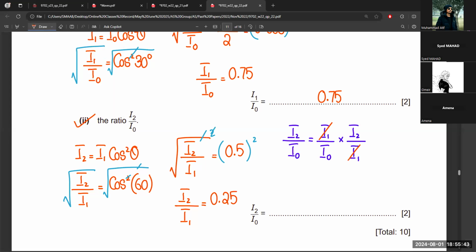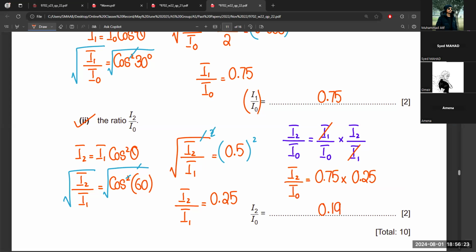So it means that I2 over I naught is the product of these two quantities. And the value for I1 over I naught is 0.75 multiplied by the value of I2 over I1, which is 0.25. So when we multiply these quantities, you will get your final answer 0.187, which is 0.19. So this is the ratio for I2 over I naught.